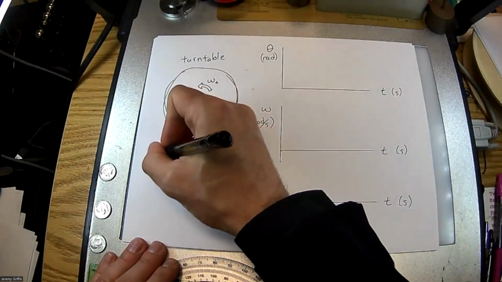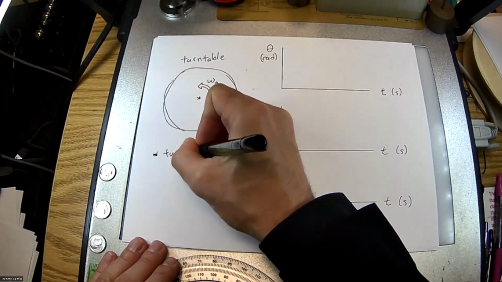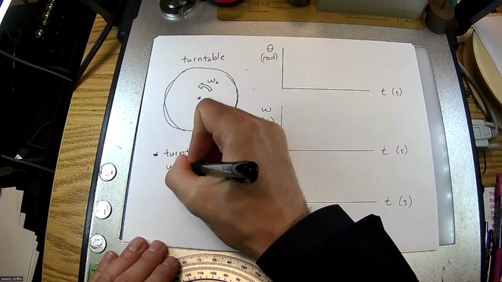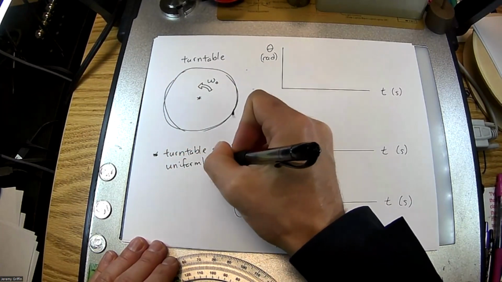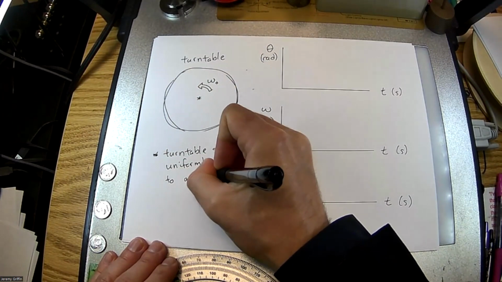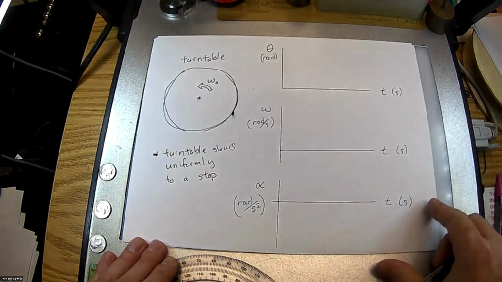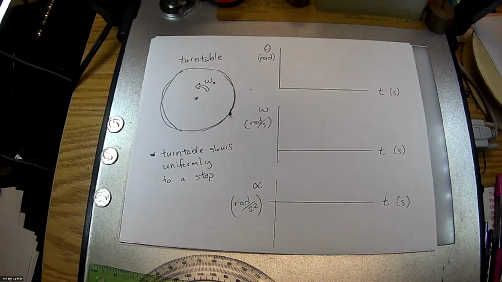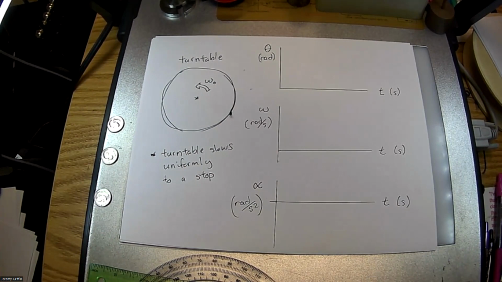So remember your scenario: the turntable slows, I'll say uniformly, to a stop. If I didn't say uniformly, you'd probably assume that anyway for this class. So it slows down at a constant rate, to a stop. All right, I'm going to walk around class and see who can draw this correctly in their notes. Who remembers how to do that? Who's going to get these?